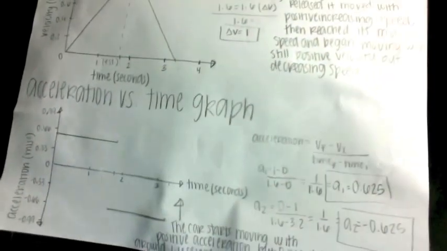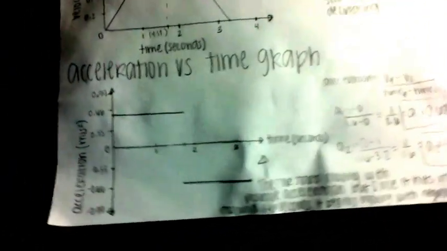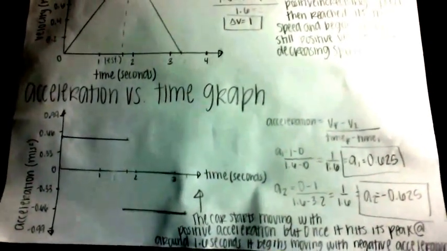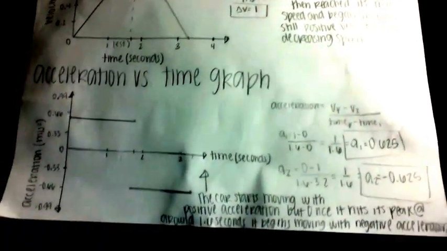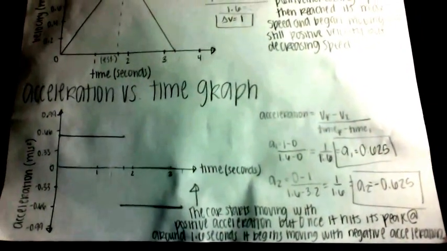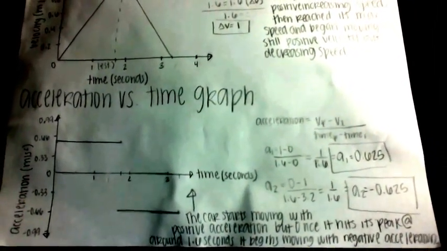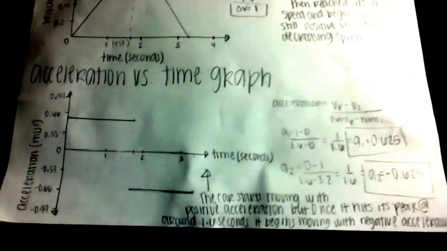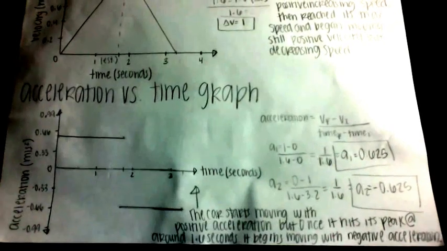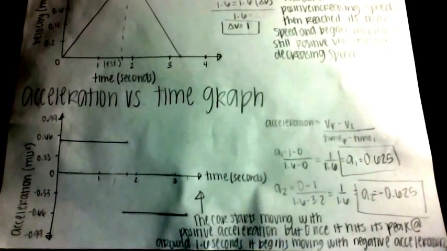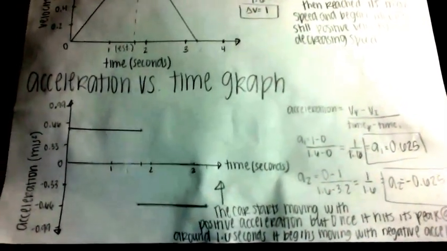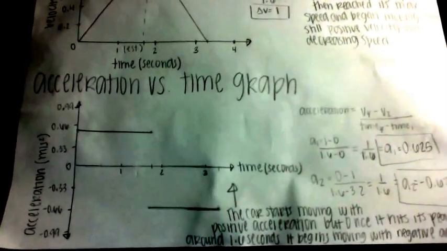And so lastly, we're going to talk about the acceleration time graph, which, again, we have time on the x-axis in seconds and acceleration on the y-axis in meters per second squared. And so the car starts moving with positive acceleration, but once it hits its peak at around 1.6 seconds, it begins moving with negative acceleration. And we solve for this by doing acceleration equals v final minus v initial over t final minus t initial for both the positive and negative acceleration.